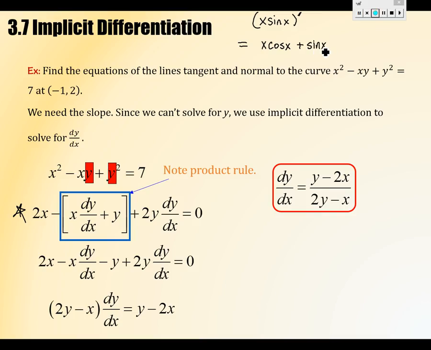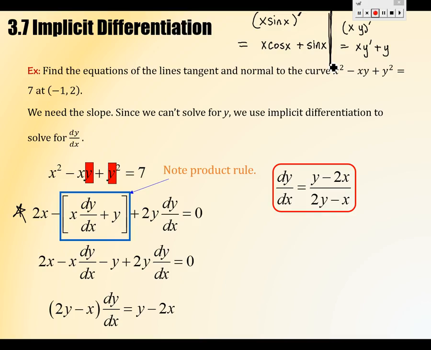Good, right? So in general, what if it was xy prime? Wouldn't that be x times y prime plus y? I believe you just answered your question, right? Where does the y come from? It comes from doing the product rule.